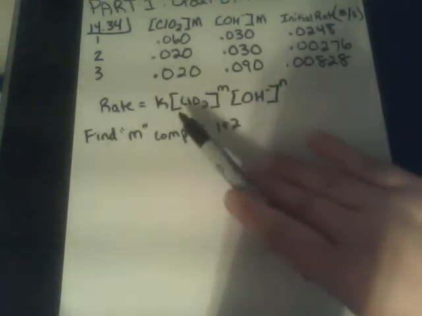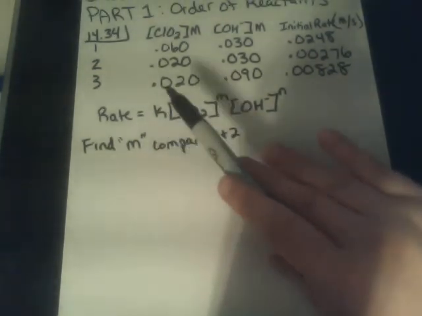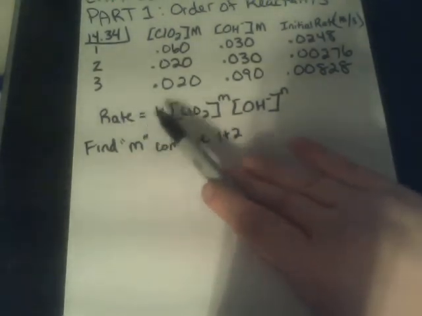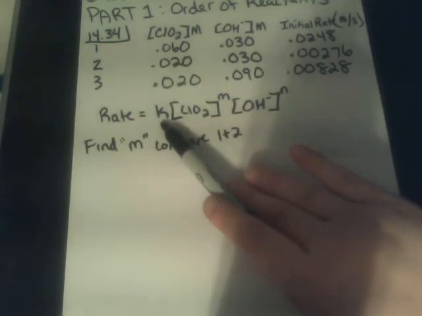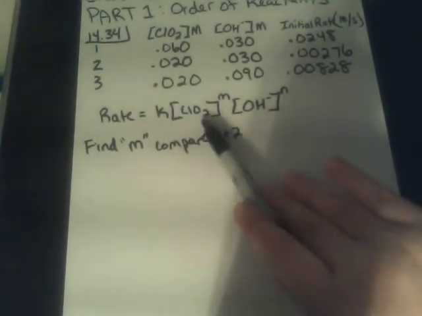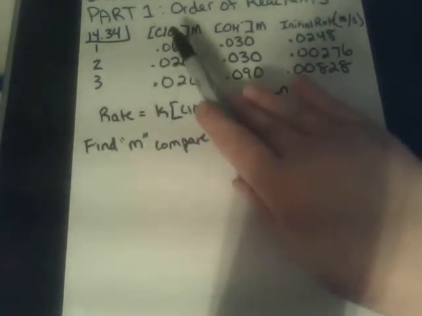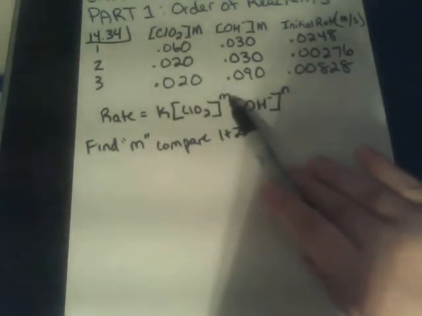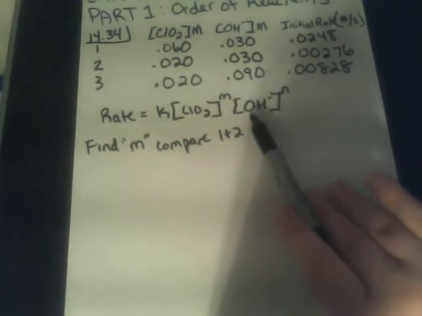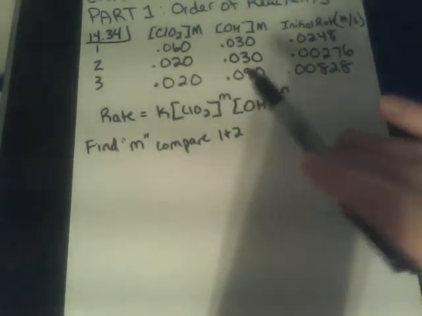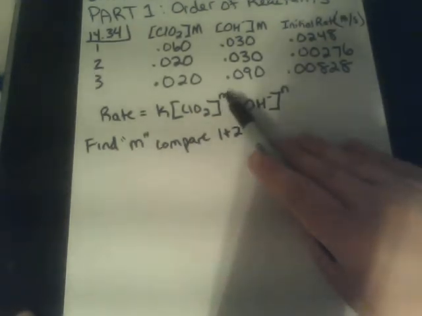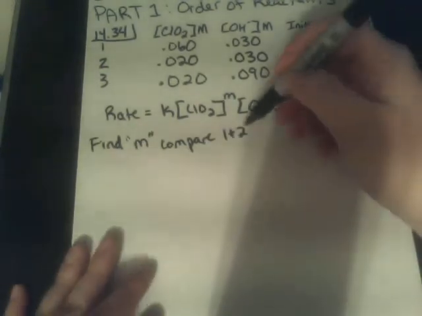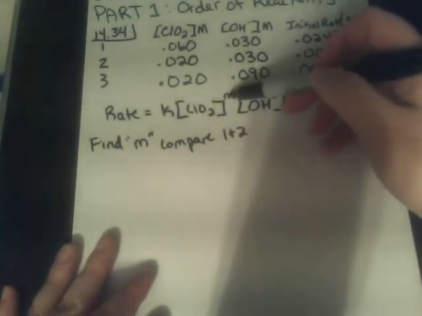This is the reaction. This is a rate of reaction expression. So rate is k, which we will determine in the next video, times the concentration of one of the components to the power of its order, times the other component to the power of its order. So we need to find this exponent here. How do we do that? Compare 1 and 2 to find the order for chlorine dioxide.